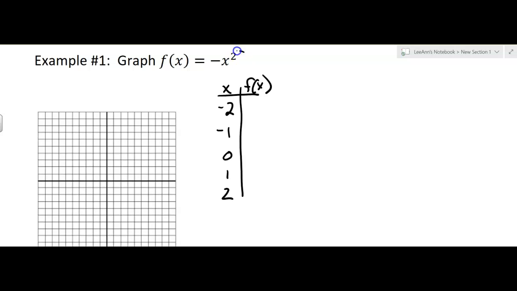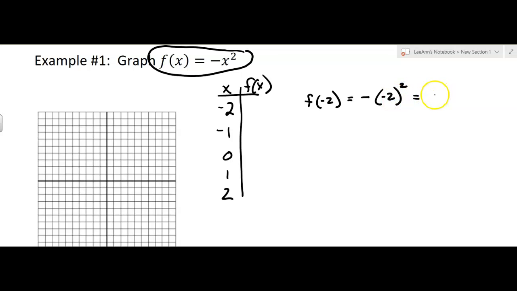Now, this time my function's almost like the last one, but it's a little bit different. It has an opposite sign in front of the x squared. So let me show you how we write that. It's going to be f of -2 then equals the opposite of -2 squared. Well, -2 squared is 4, so it's going to be the opposite of 4.